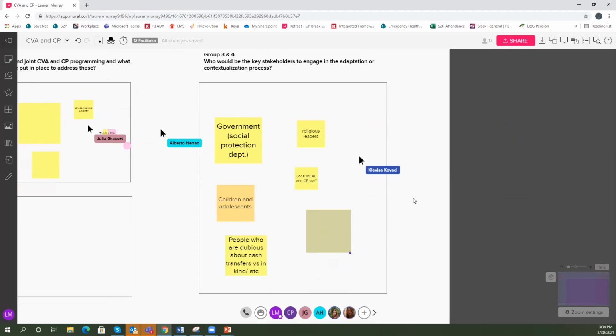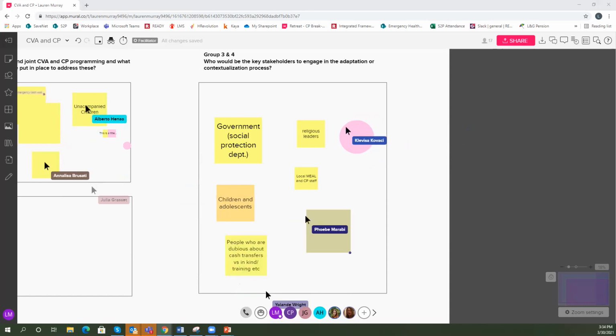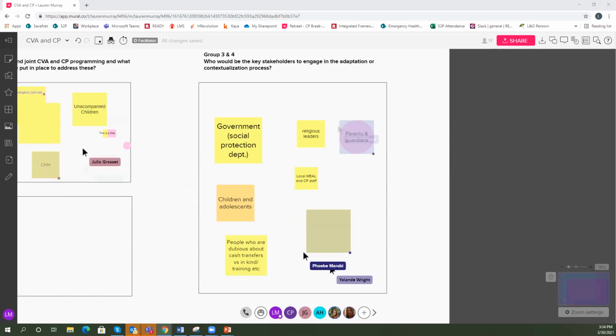Oh, great. I see local MEAL and CP staff. People who are dubious about cash transfers versus in-kind. Absolutely. We see that people are worried about the potential risks related to cash and provision of cash. Great. Thanks, Andrew. Non-cash actors. Absolutely. Parents and guardians. Yeah, fantastic. Thanks for that.